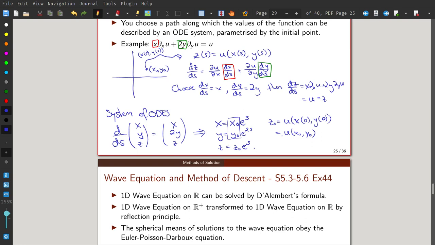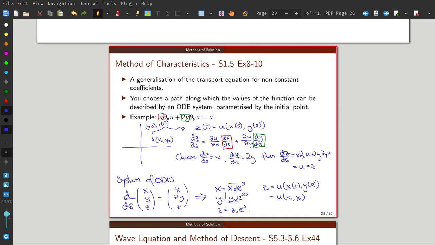So the idea should be, if we're given, so this is a solution basically already, right? If we're told something about the function u, now we can find out about it along other paths like this. Let us see on a graphing program what these characteristics look like.